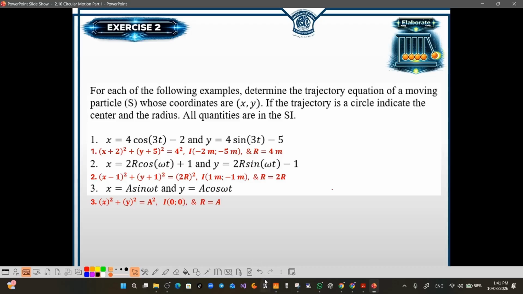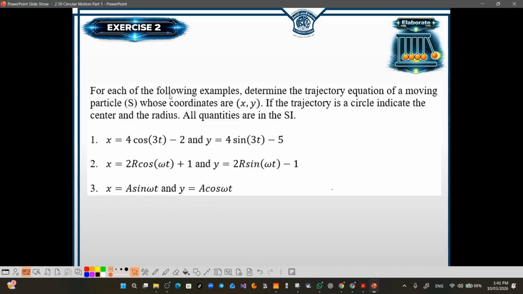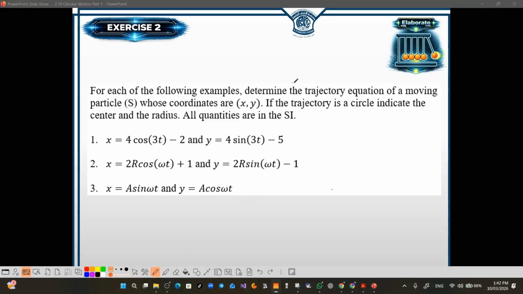Okay, so in this question, for each of the following examples, determine the trajectory equation of a moving particle S whose coordinates are x and y. If the trajectory is a circle, indicate the center and radius. All quantities are in SI. So first of all, I need to find the x and y coordinates of the center and the radius in case the trajectory is a circle.